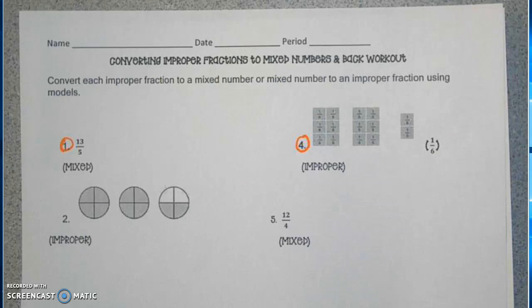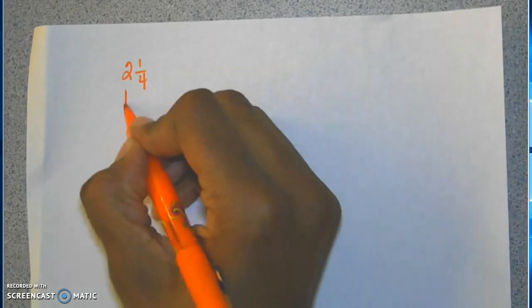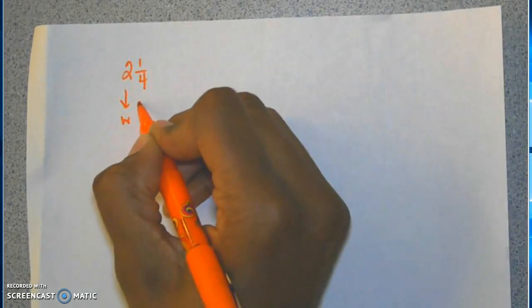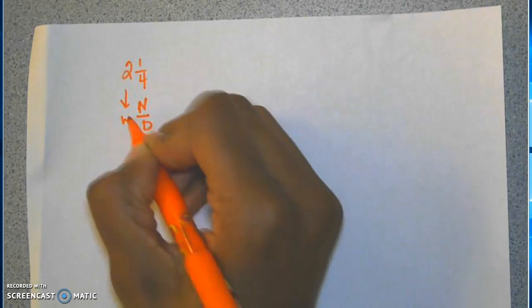Today we're going to be talking about converting improper fractions to mixed numbers and back using models only. Before we get started on our workout for tonight, let's look at one mixed number. So our mixed number is 2 and 1/4. Remember, a mixed number is composed of a whole number and a fractional part, the numerator and denominator.